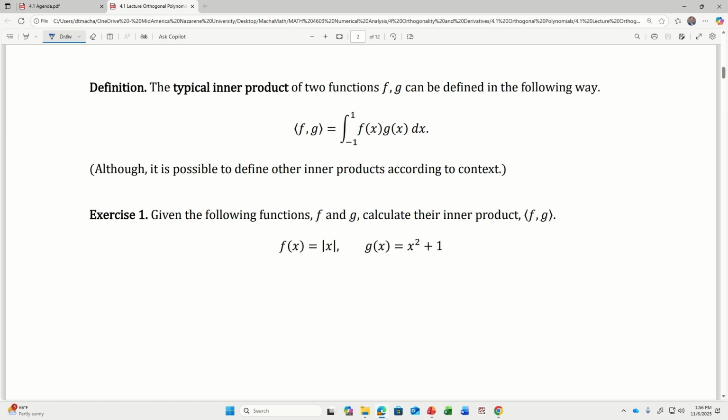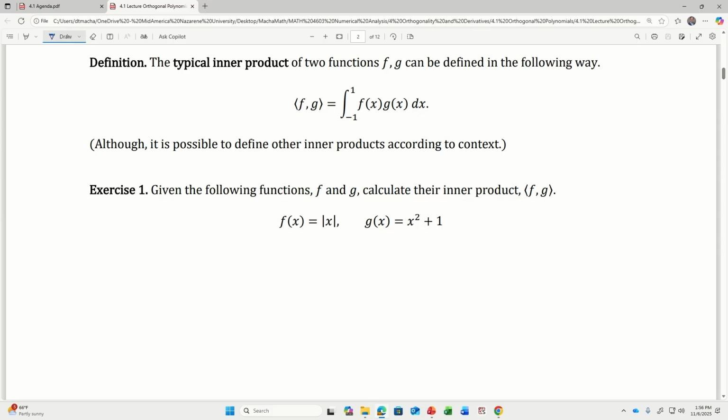The typical inner product is defined in the following way. The inner product between functions f and g is the integral from -1 to 1 of f times g with respect to x. This is not the only inner product. Inner product will have a more general definition we'll talk about here in a second, but for our purposes, this is the most important one. Sometimes this is called the standard inner product, sometimes the canonical inner product, but it's a special thing.